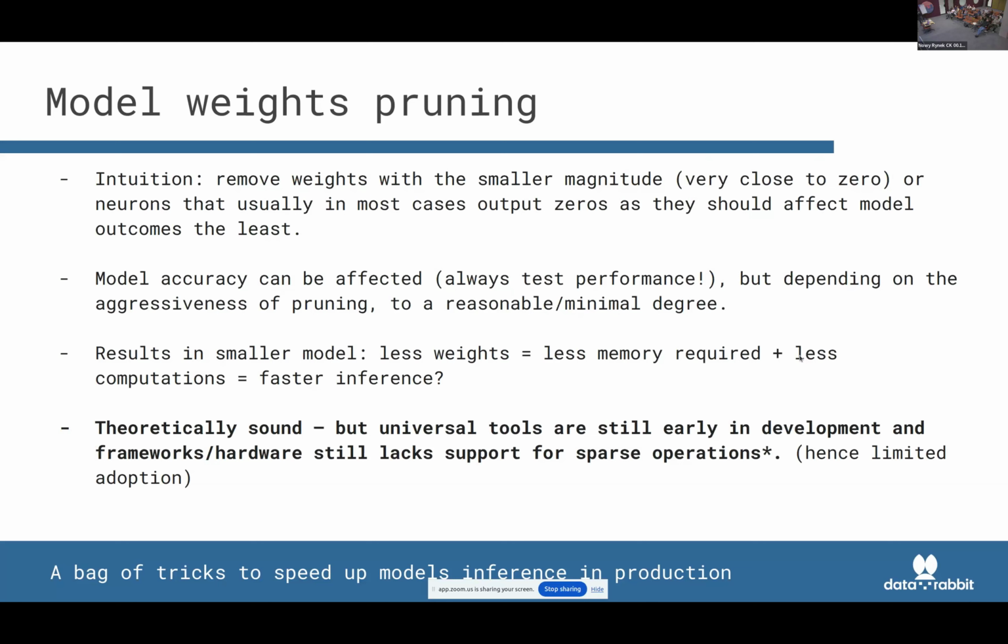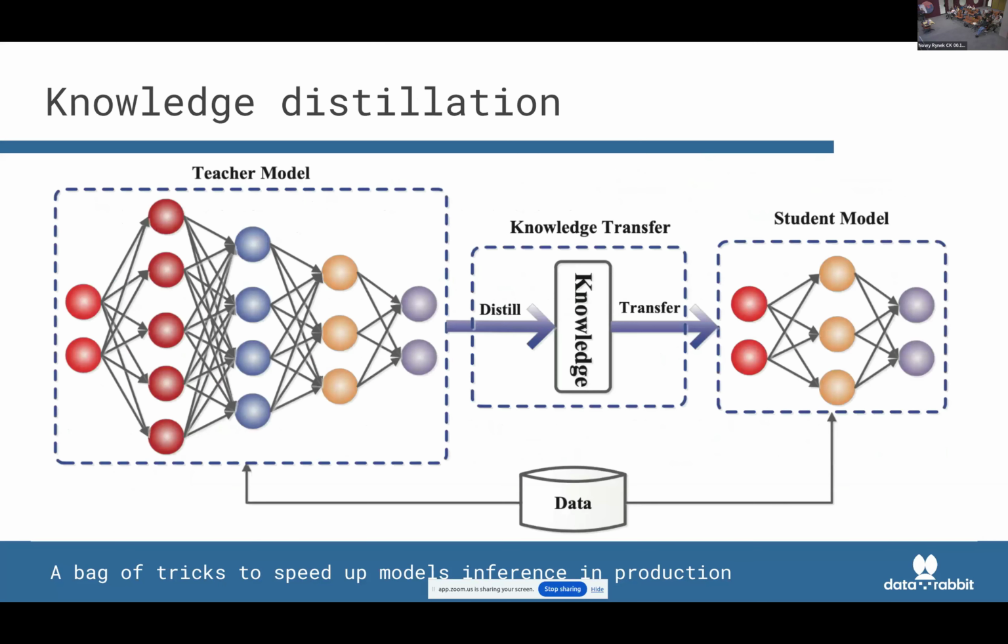The problem is that many of the software and hardware tools do not really support sparse operations. So those are the problem here. Those weights are becoming sparse. Universal tools are still early in development. Still, there is a lack of hardware support for something like that. Hence, I would say adoption is limited here.